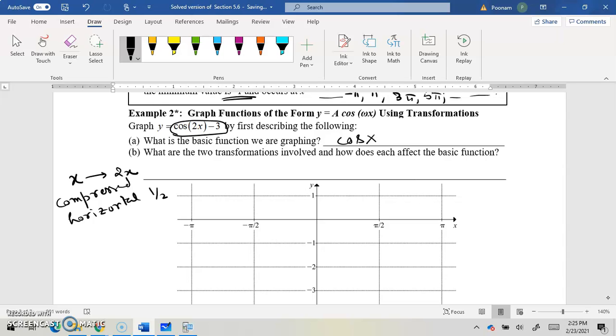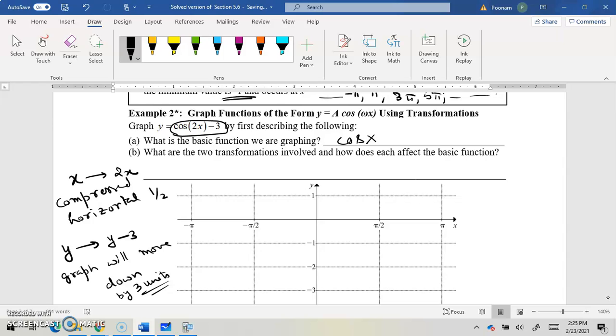That means that the graph will change. Negative 3 means y is changing from y to y minus 3. So the graph will move down. The original cos function graph will translate down, or you can say move down by 3 units. The graph will move down by 3 units.